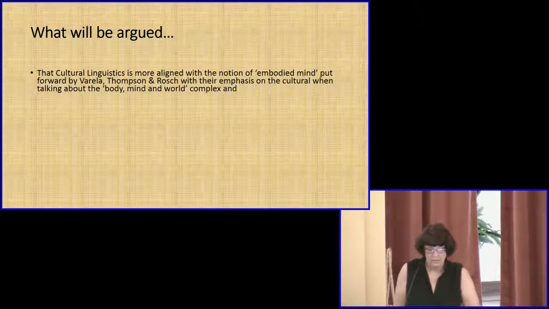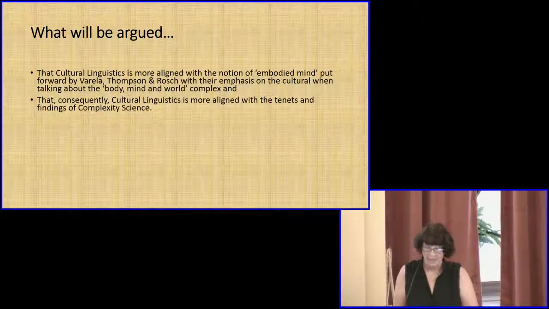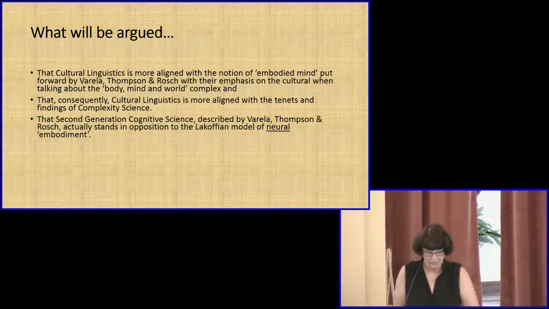I will argue that cultural linguistics is more aligned with the notion of embodied mind put forward by Varela, Thompson, and Rosch, with their emphasis on the cultural when talking about the body-mind-world complex, and that consequently cultural linguistics is more aligned with the tenets and findings of complexity science. I'll argue that second-generation cognitive science described by Varela, Thompson, and Rosch, keep in mind these are like the founders of the notion of the embodied mind, actually stands in opposition to the Lakoffian model of neural embodiment.